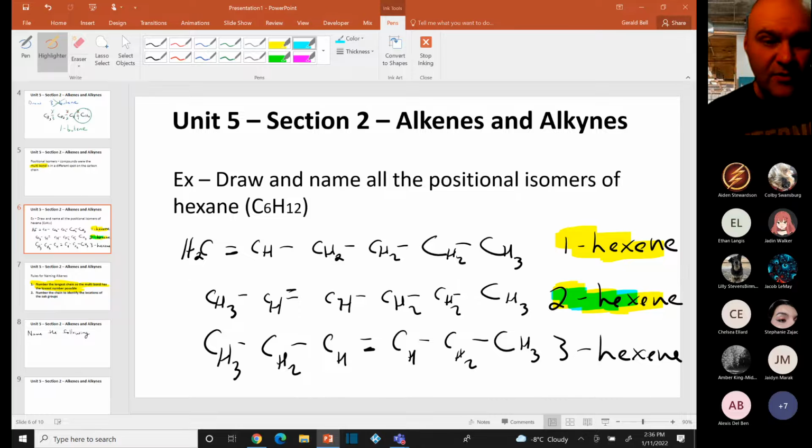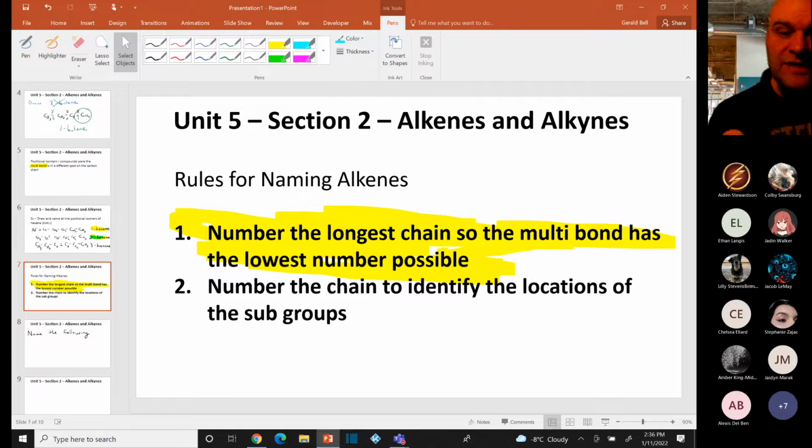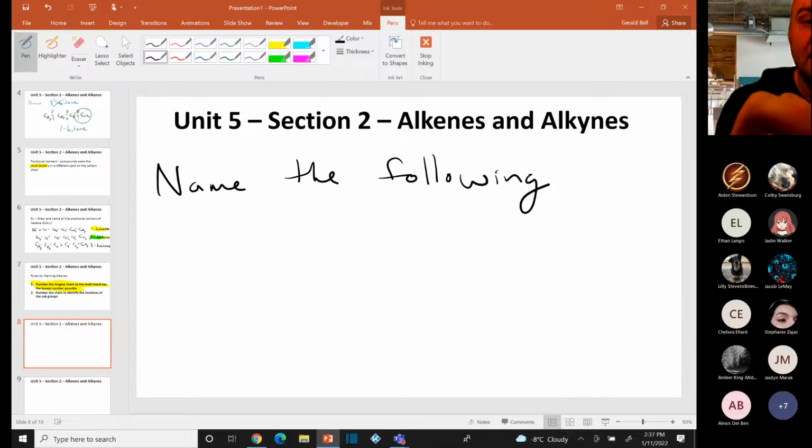Oh, the rules. So when we did the rules here, number the chain to identify the locations of the subgroup. One thing I left out for this number 2 here was that I didn't say number the chain so that the subgroups get the lowest number possible. We're not worried about that with our multibonds. Let me do this example, and I think it'll become obvious what I'm talking about.